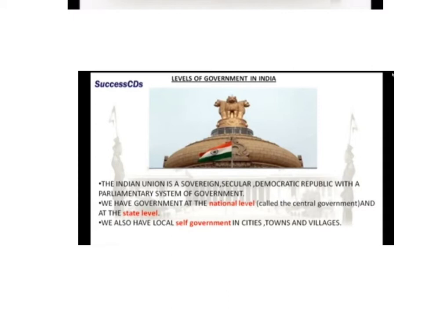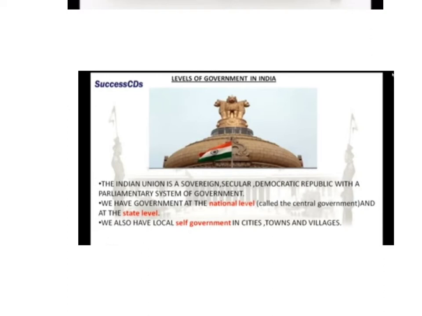Secular means that the Indian state doesn't have any official religion. It gives the people the choice to propagate their own religion. Here are Hindus, here are Muslims, Sikhs, Jains. Everyone is here. Everyone is given equal opportunity to propagate and practice their religion.